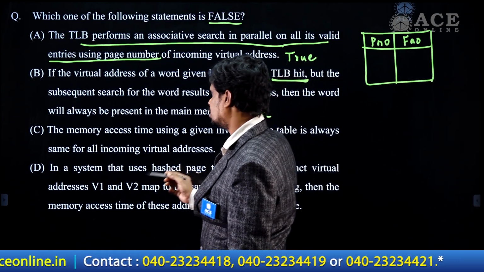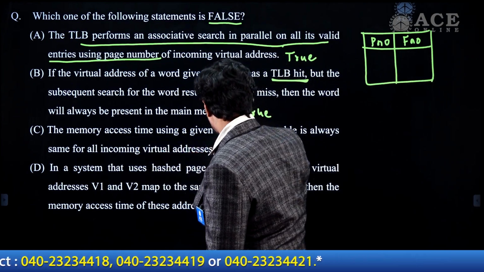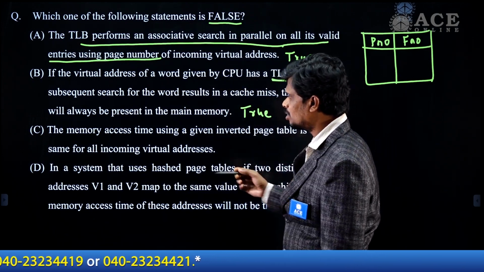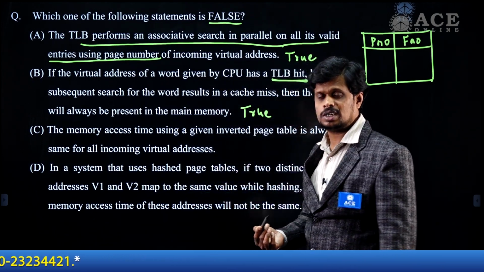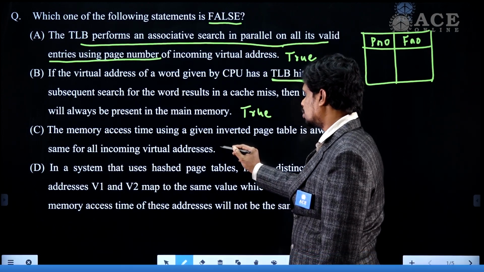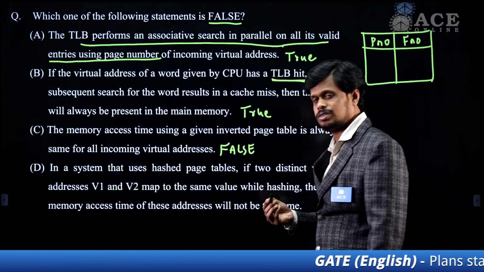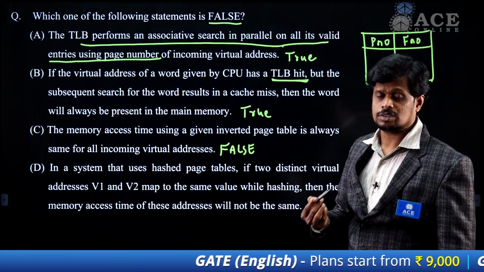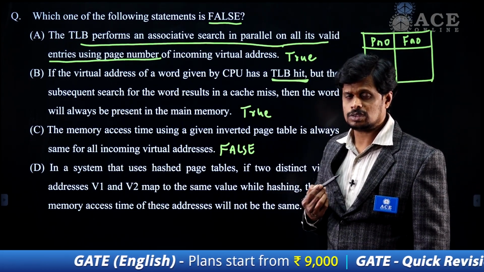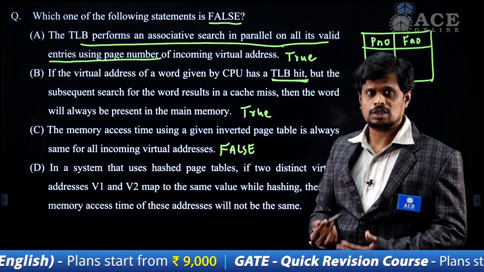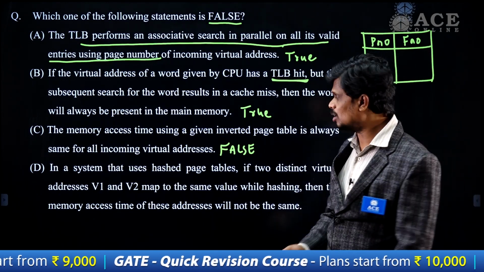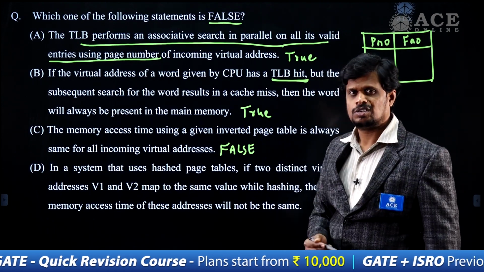Next, option C. If we verify, the memory access time using a given inverted page table is always the same for all incoming virtual addresses. Is it a true statement? No, this is a false statement. Why is it false? Because this inverted page table, or inverted paging concept, is not doing any hashing or indexing scenarios. So that is why this particular statement is false.